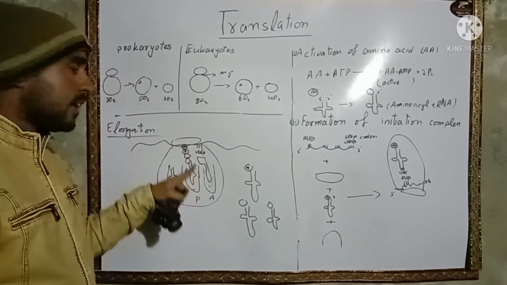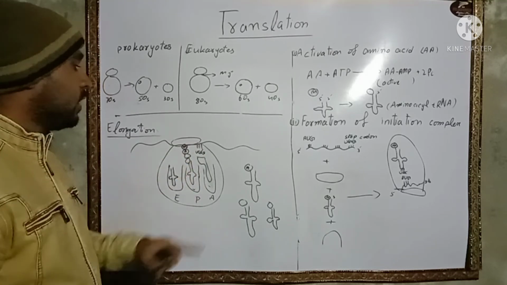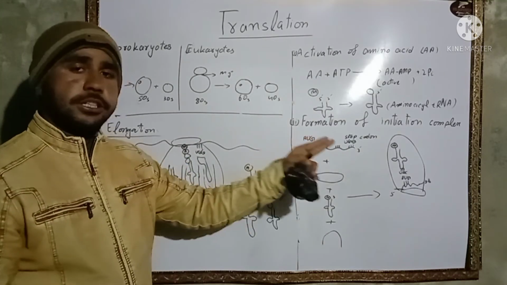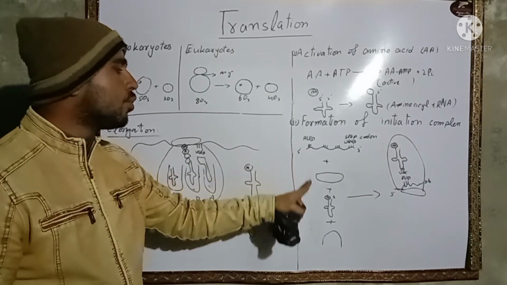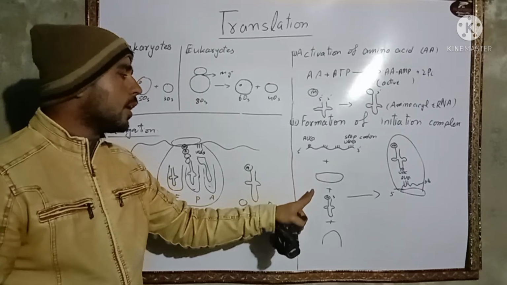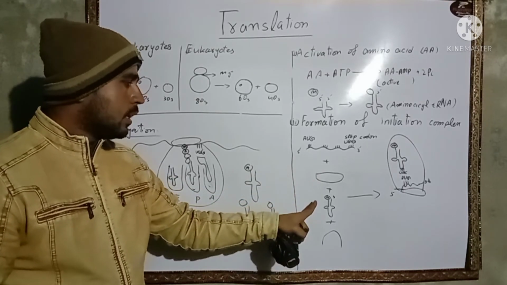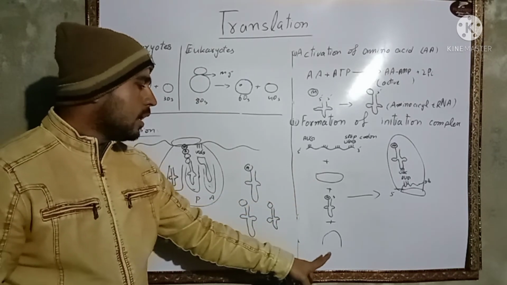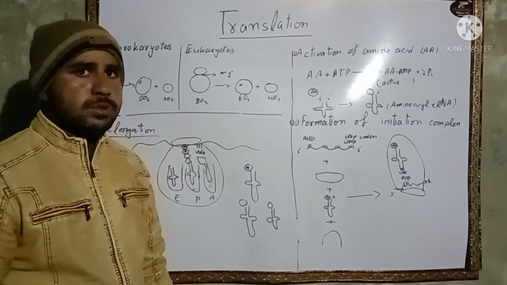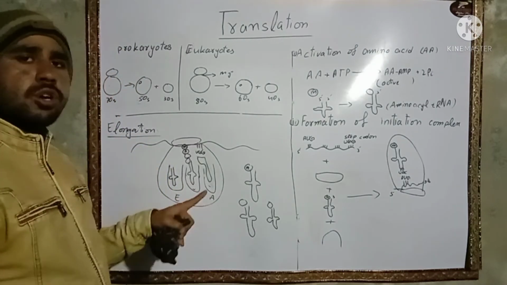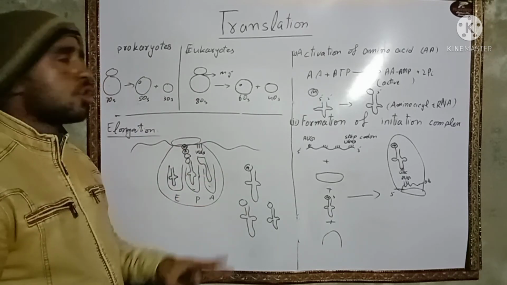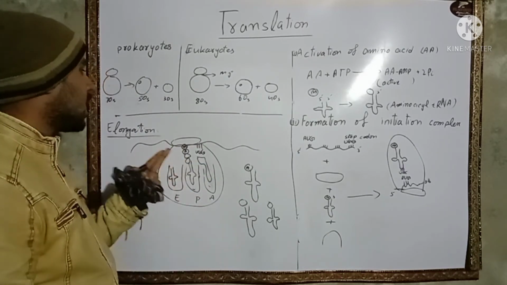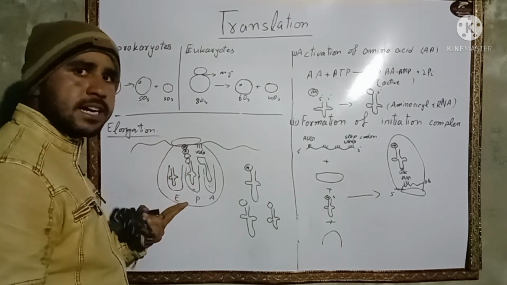When the releasing factor attaches to the stop codon, it will dissociate the initiation complex into its constituents, these 4 constituents: messenger RNA, small part of the ribosome, aminoacyl transfer RNA, and large part of the ribosome. In this way, the formation of protein will stop, and this whole process will stop. Translation has occurred now because our desired protein has been synthesized.